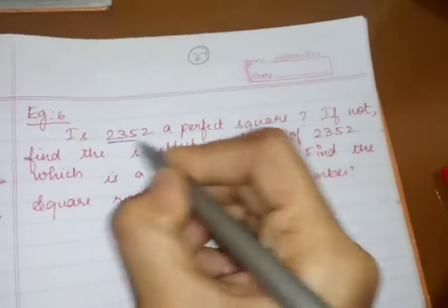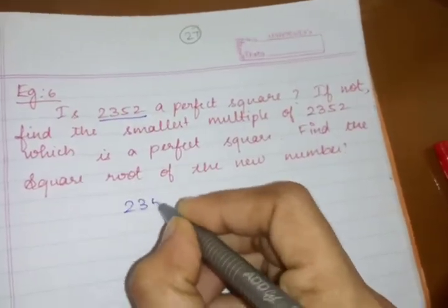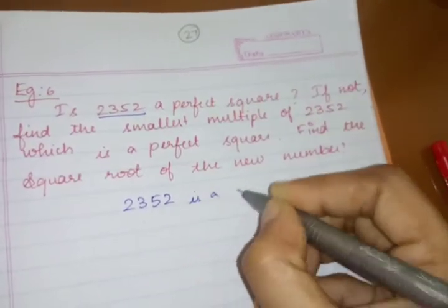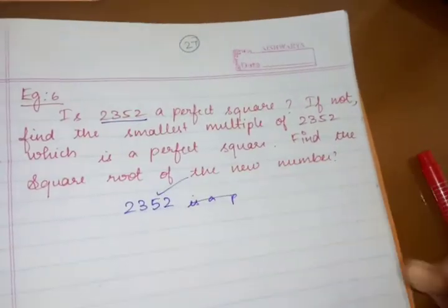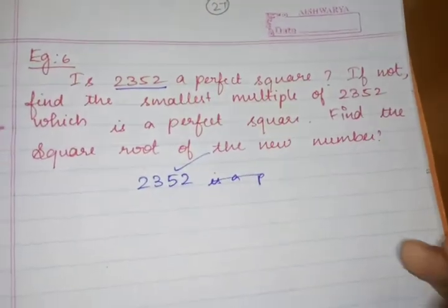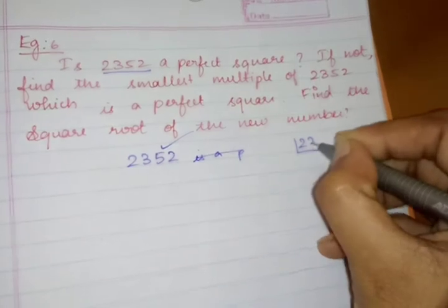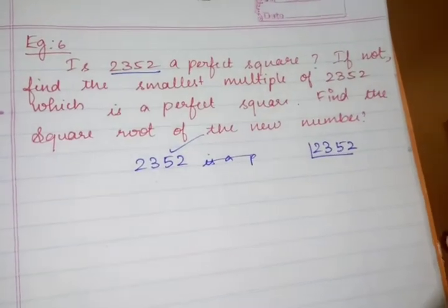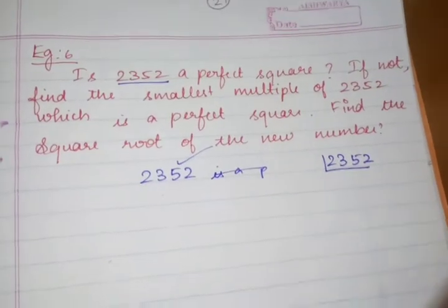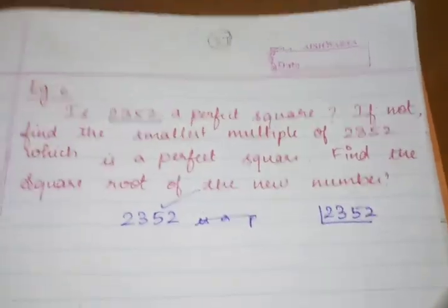We have to check that 2352 is a perfect square. Okay, we have to check that it is a perfect square. So first, what should you do? We have to do the prime factorization. Only then can you find the pairing, right?